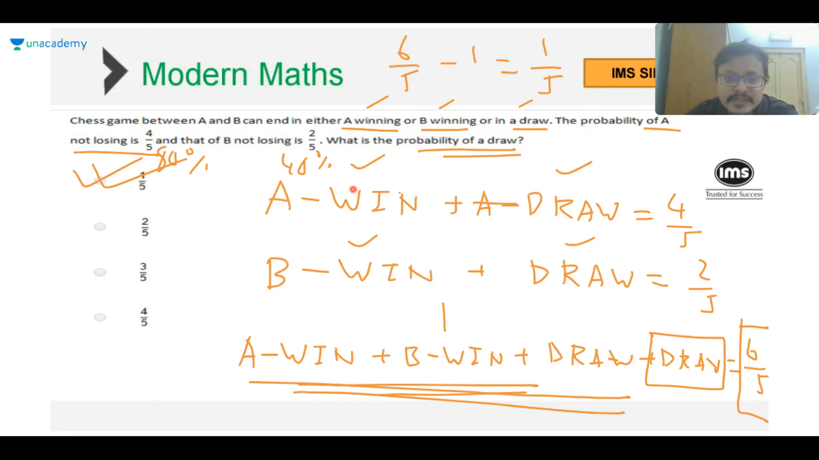Is it clear to everybody? Any questions? So in the first question, Ronit, the easiest way is simply add the two things. 6 by 5, that is 1/5 more, which is basically the probability of a draw. That is the easiest way.